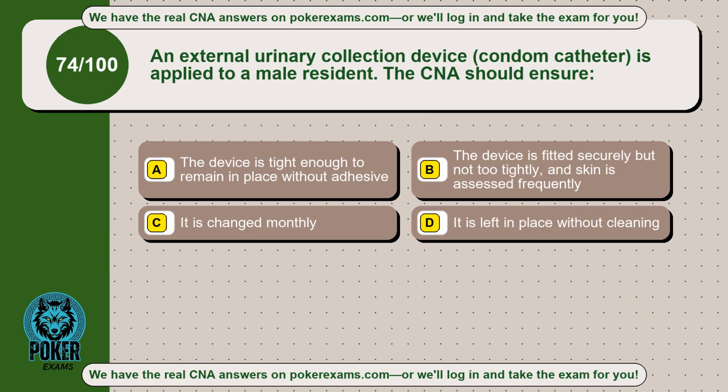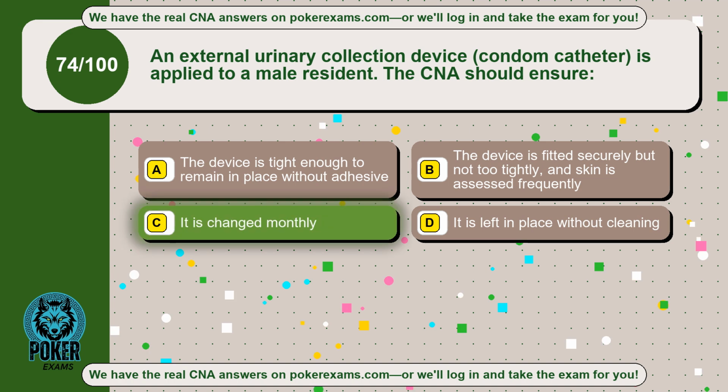Question 74. An external urinary collection device, condom catheter, is applied to a male resident. The CNA should ensure. Option A. The device is tight enough to remain in place without adhesive. Option B. The device is fitted securely but not too tightly, and skin is assessed frequently. Option C. It is changed monthly. Option D. It is left in place without cleaning.